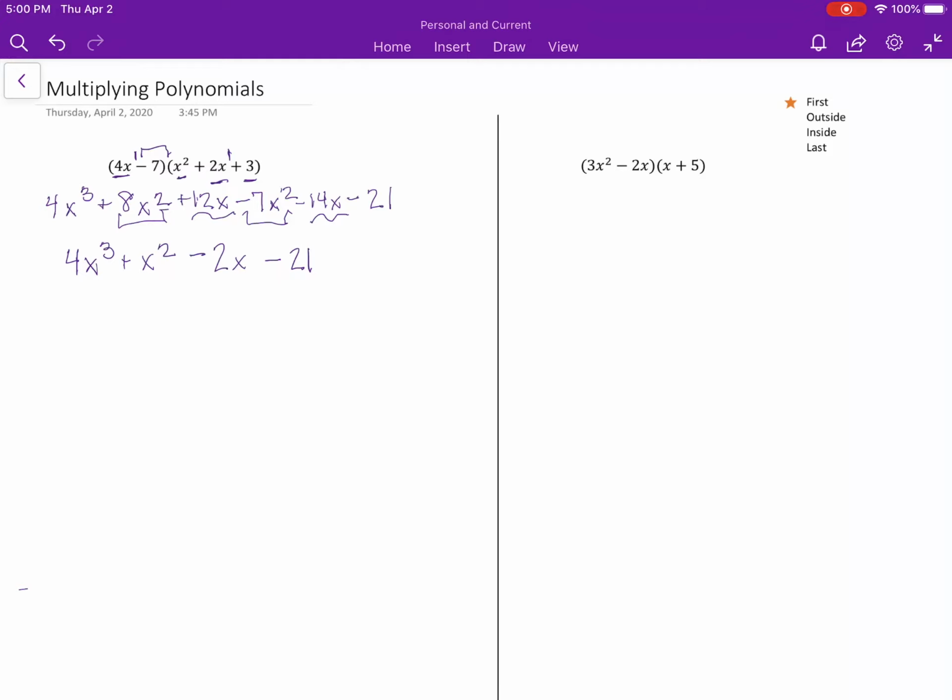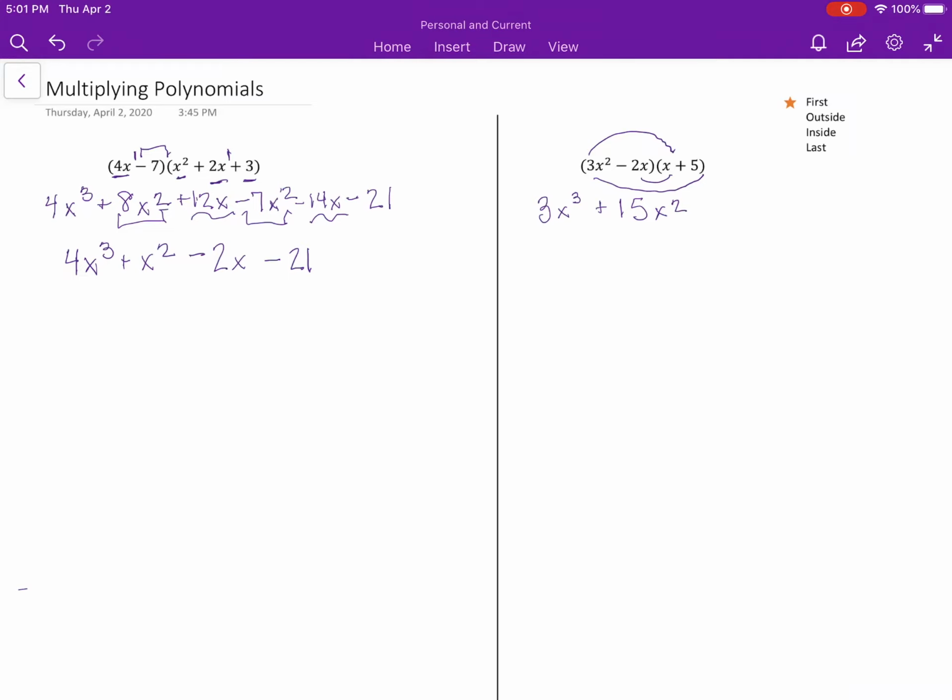So let's look at this expression on the right hand side, and we're going to multiply my first terms, and I see 3x squared times x, which becomes 3x to the third. Now I go to outside, I have 3x squared times 5, so that would be 15x squared.